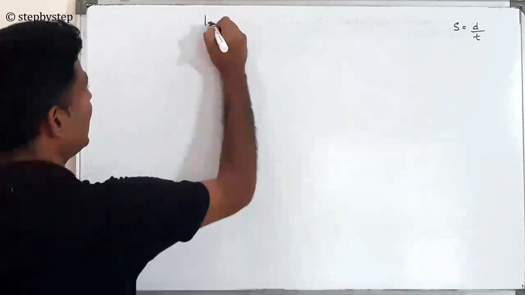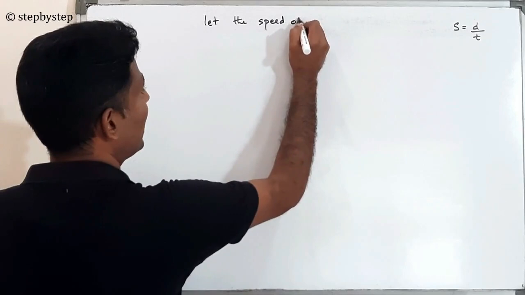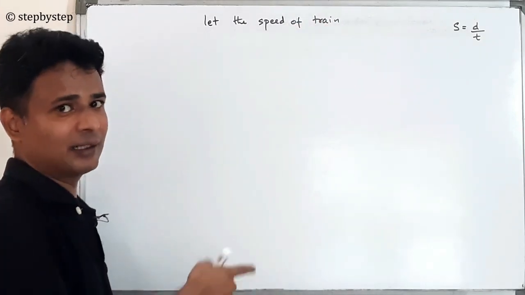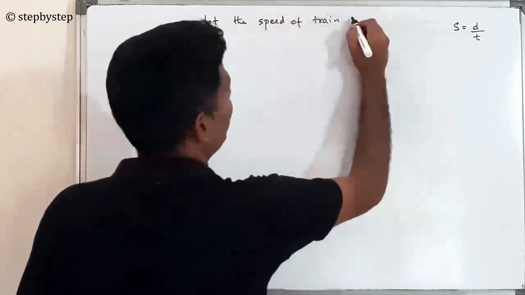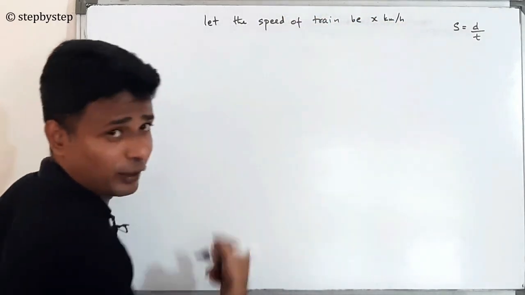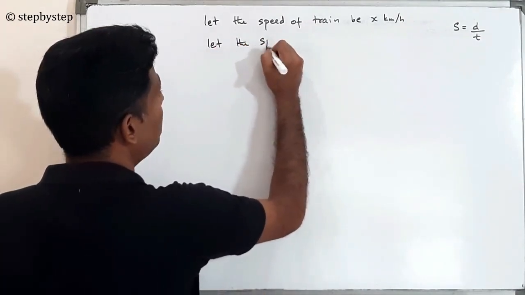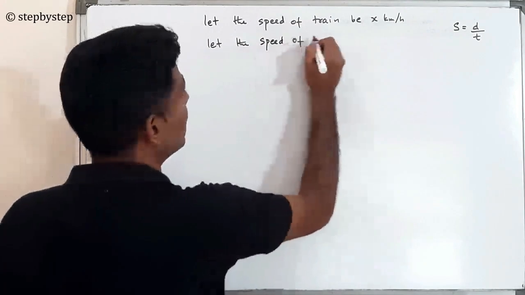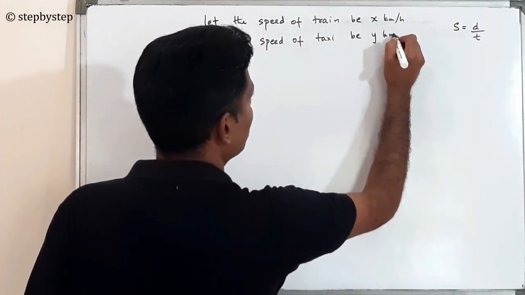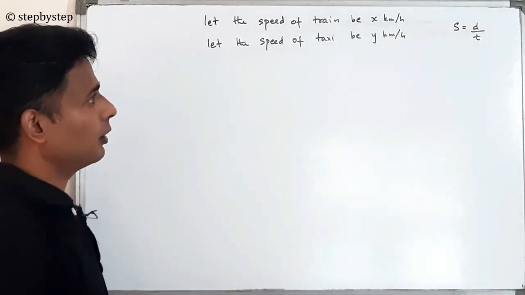So here I'll take, let the speed of train... Now I'll not take t because both are t's, train and taxi, right? So let the speed of train be x kilometer per hour. Don't forget to write that. And let the speed of taxi be y kilometer per hour. So now this is what we have got.